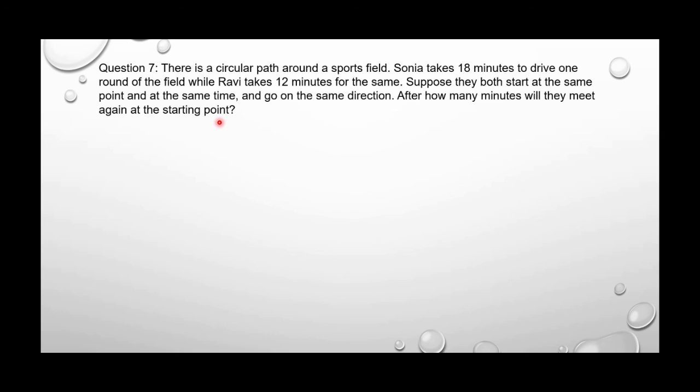So from this, it can be observed that Ravi takes less time than Sonia for completing one round of the circular path. So they will meet for the first time at a time which is a common multiple of the times taken by them to complete one round. That is, we need to take the LCM of 18 minutes and 12 minutes. So in order to take the LCM, we need to factorize these two numbers.